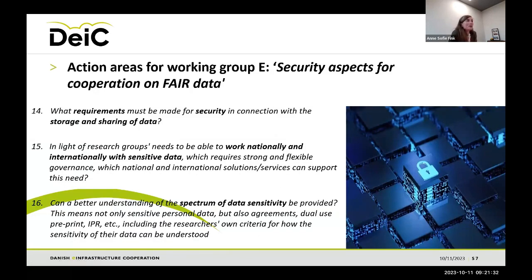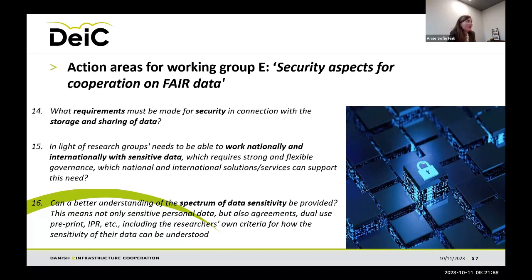Action area for group E, a security aspect for cooperation on FAIR data. Action area 14, what requirements must be made for security in connection with the storage and sharing of data. Again, we're looking at what is being done at the universities and taking this work in a more FAIR direction.